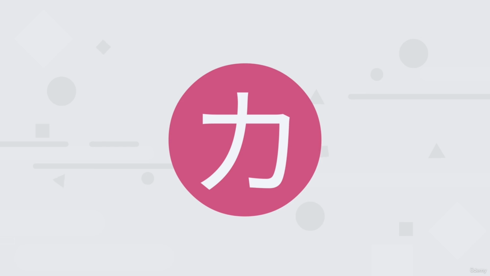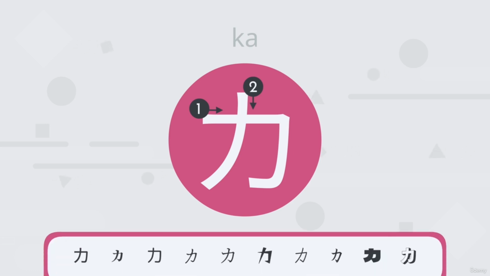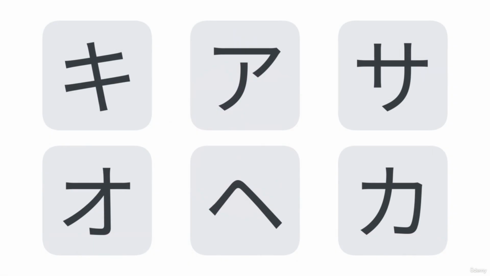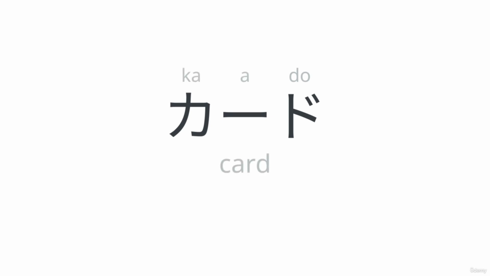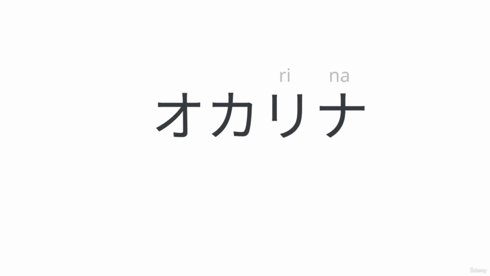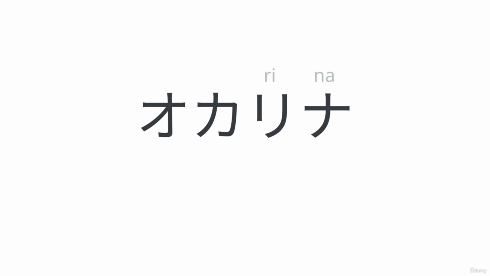The first character we'll learn is ka. Ka. Which of these characters is ka? Ka. Kaado. Okarina.